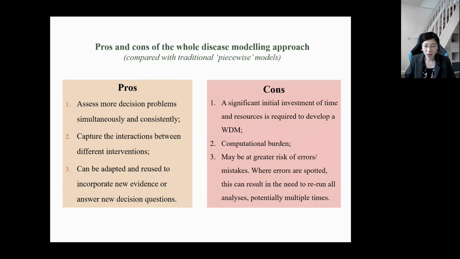The problems of using a whole disease model are, firstly, it requires a significant initial investment of time and resources to develop the model. The second problem is computational burden. The third problem is it may be at greater risk of errors and mistakes. Where errors are spotted, this can result in the need to rerun all analysis, potentially multiple times.